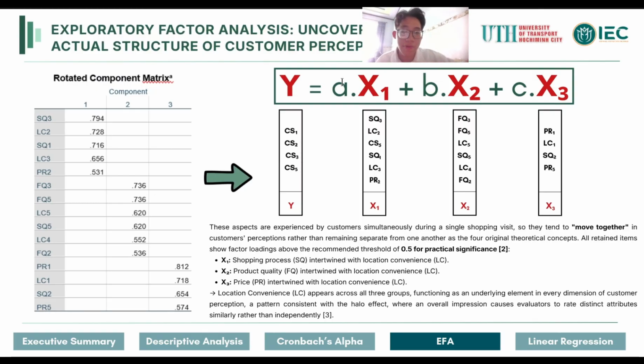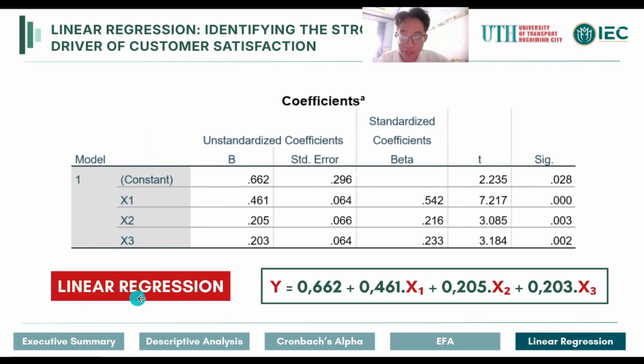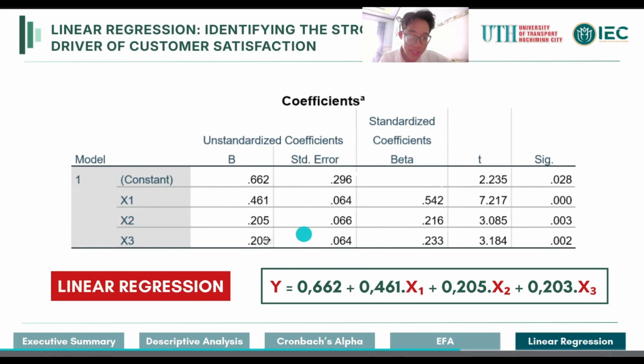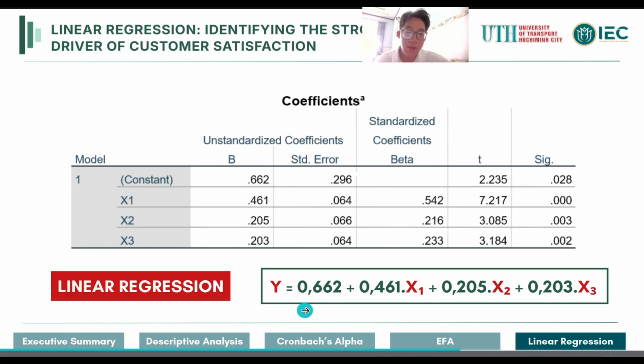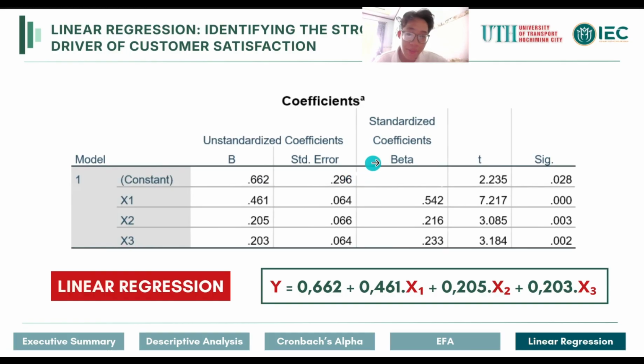Now we can move to the linear regression. The Y here is the dependent factor, and the X's here are the independent factors. So we have made the linear regression here, and this is the equation. In the equation, Y, for customer satisfaction, will equal to this equation, and on another point you can see that the beta of X1 has the highest beta.